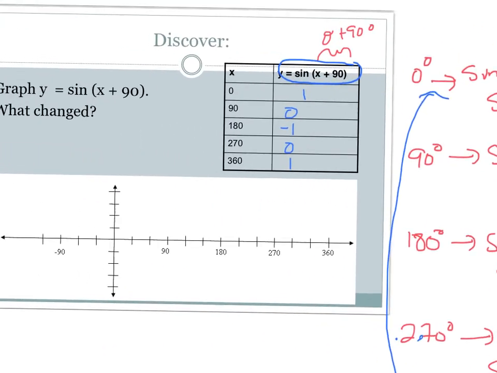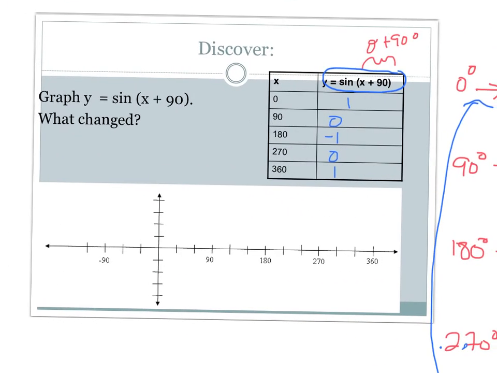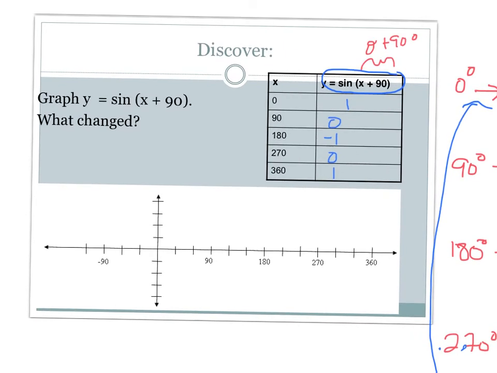And so now that I have that, I'm going to plot my graph. Technically at 0 degrees, we're at 1. So I'm going to call this 1, and this -1. At 0 degrees, I'm at 1. At 90 degrees, I was at 0. At 180, I'm at -1. At 270, I was at 0. And at 360, I'm at 1.